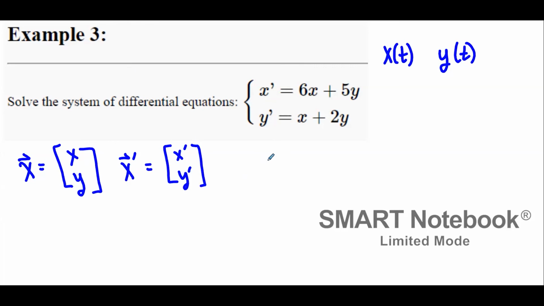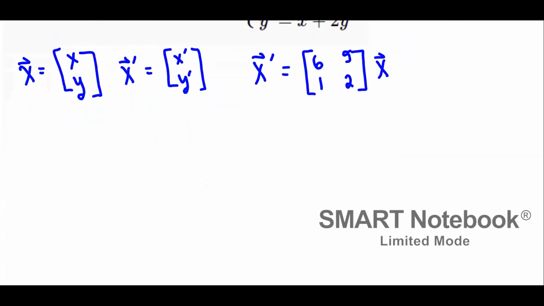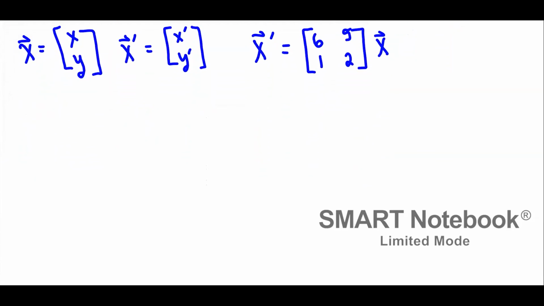So this system, we can write it as vector x prime is equal to coefficient matrix 6, 1, 5, 2 times vector x. So in order to solve this, we have to find the eigenvalues and eigenvectors of this matrix. So let's find the eigenvalues first.